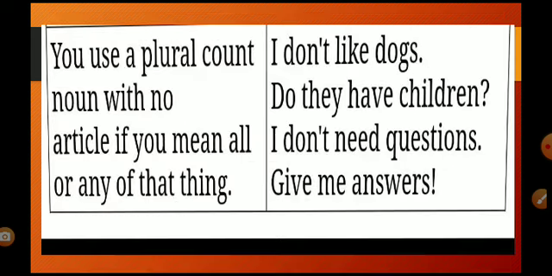So here we see, you use a plural countable noun with no articles if you mean all or any of that thing. For example, I don't like dogs means all. Do they have children means all. I don't need questions, give me answers.